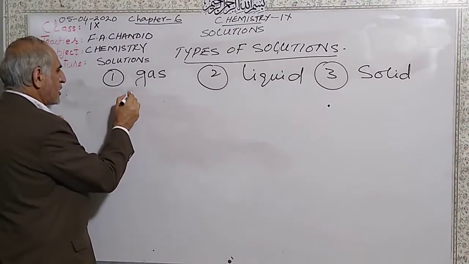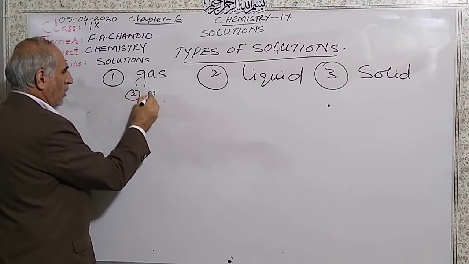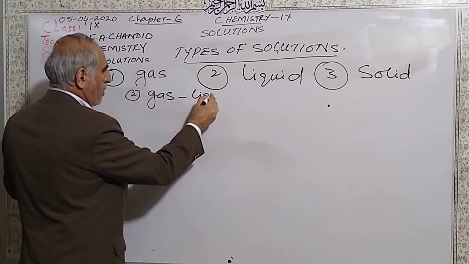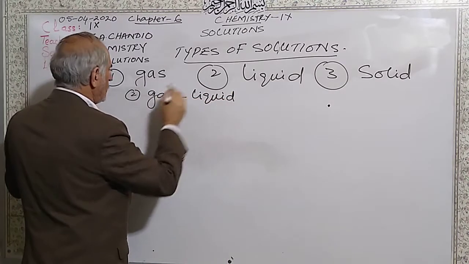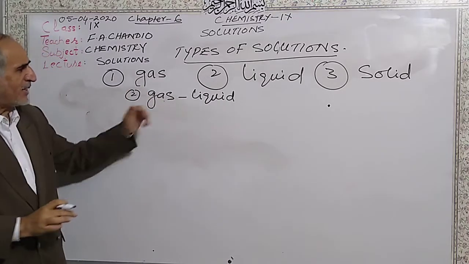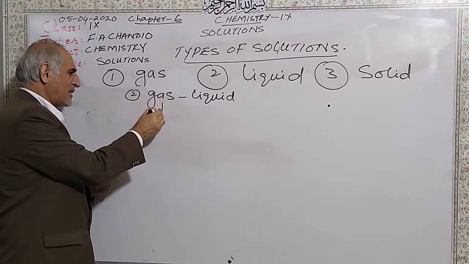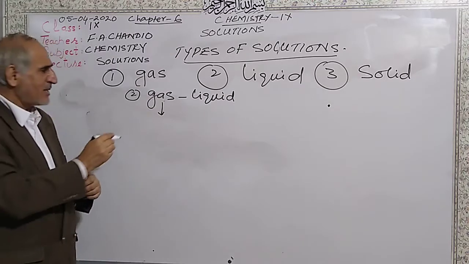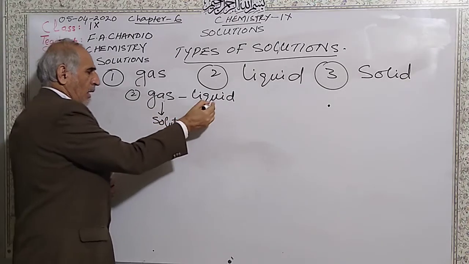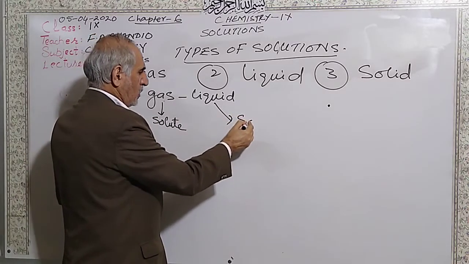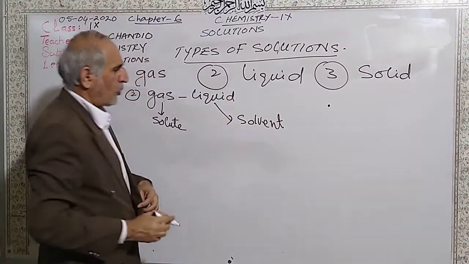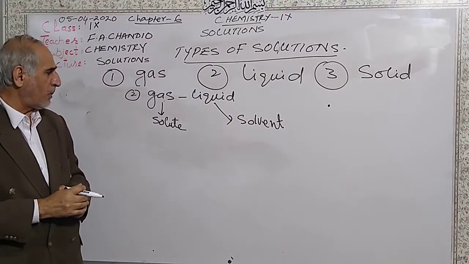Number 2 is gas in liquid. I am talking about this one. This is the second type, gas in liquid. So in this type, gas is again the solute and liquid is the solvent to make a solution.